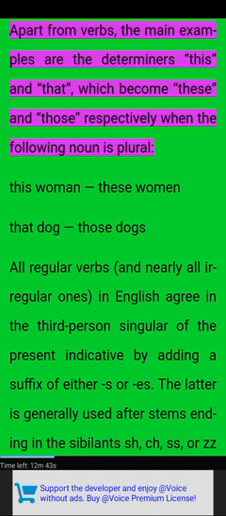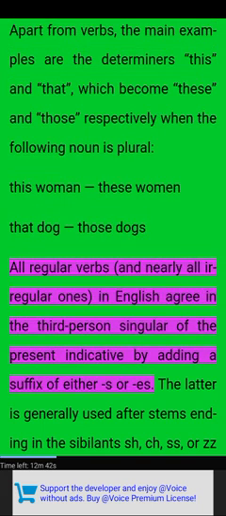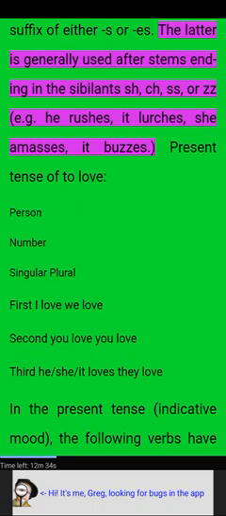Apart from verbs, the main examples are the determiners this and that, which become these and those, respectively, when the following noun is plural. This woman, these women. That dog, those dogs. All regular verbs and nearly all irregular ones in English agree in the third person singular of the present indicative by adding a suffix of either -s or -es. The latter is generally used after stems ending in the sibilant sh, ch, ss, or zz, e.g. he rushes, it lurches, she amasses, it buzzes.